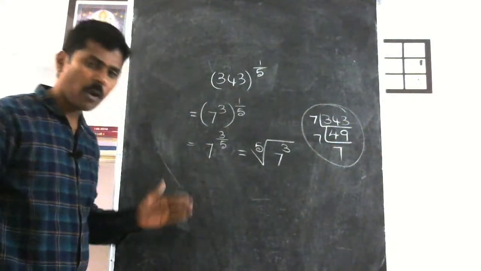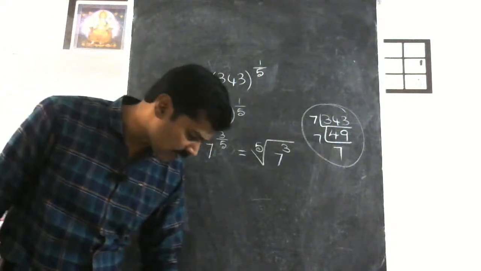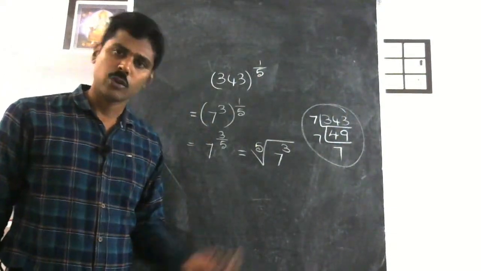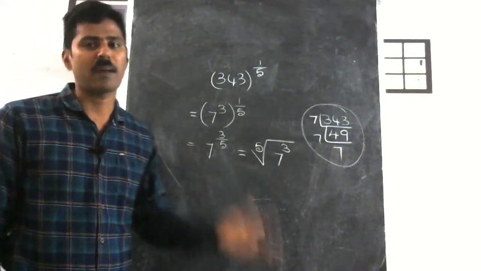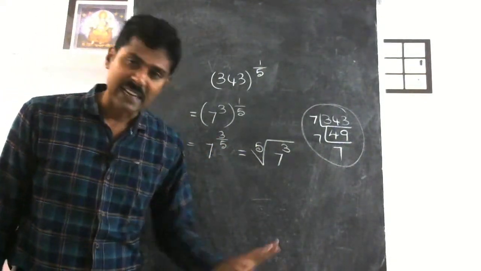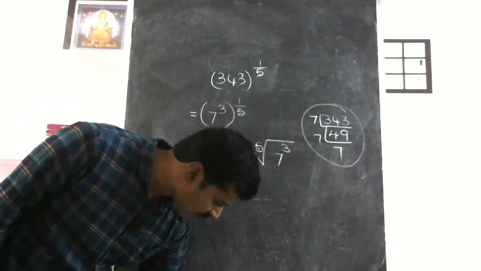In the remaining problems, 16 power 1 by 2, 128 whole power 1 by 7, you will get the rational, but it still remains irrational. That you have to mention. Still it is an irrational. So that you have to identify.